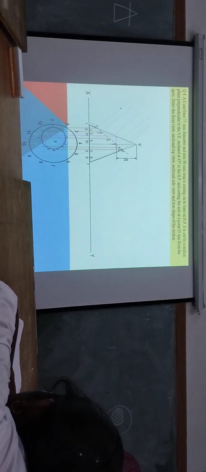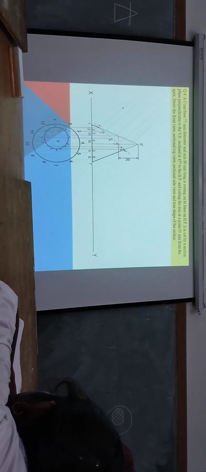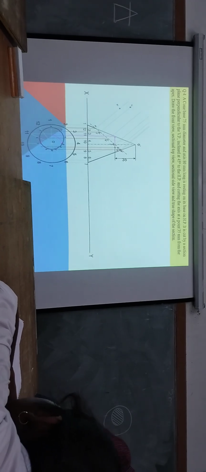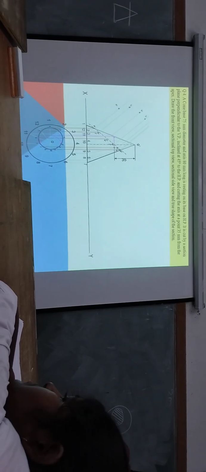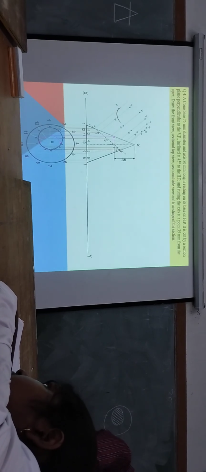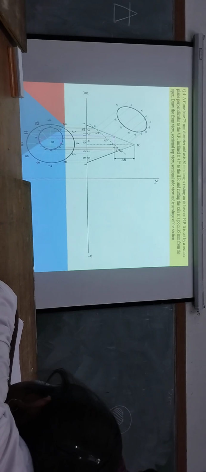over there. So this is one, or here it is marked as A actually. It is marked as A. Then these are the points. Now if you join, you will get the ellipse. This is the true shape.